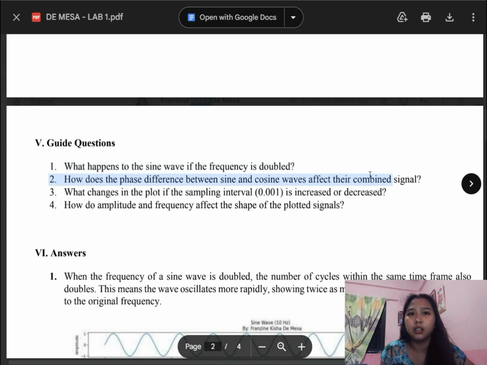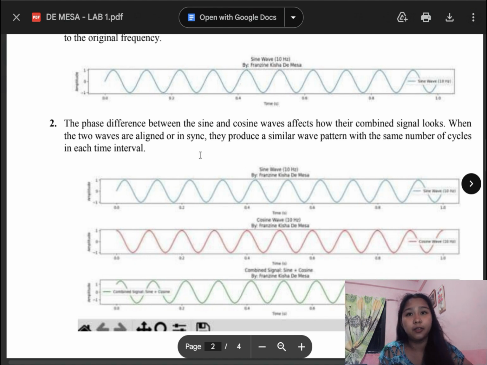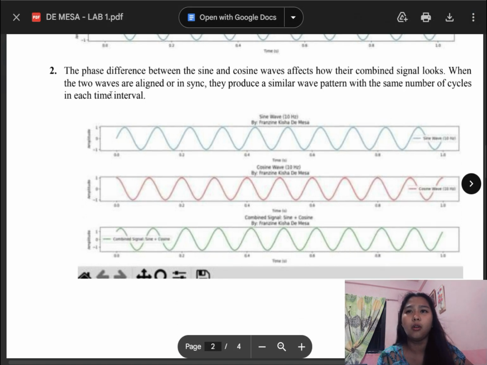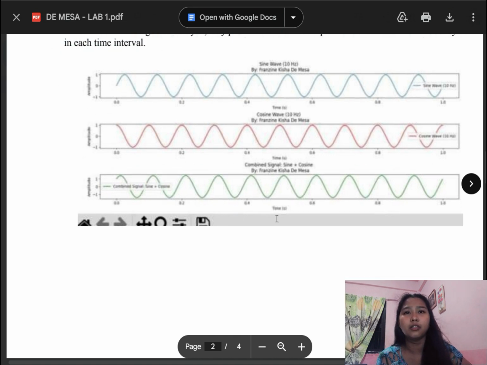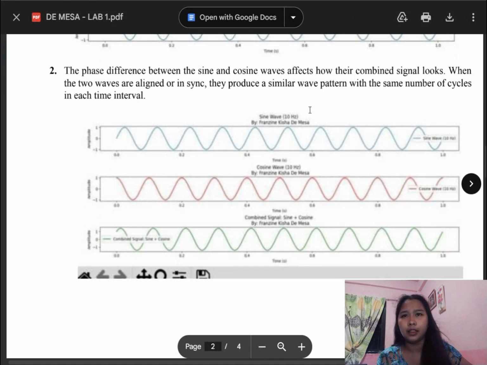Then the second question is, how does the phase difference between sine and cosine waves affect their combined signals? The phase difference between the sine and cosine waves affects how their combined signal works. When the two waves are aligned or in sync, they produce a similar wave pattern with the same number of cycles in each time interval. As you can see here, the three of them almost look the same because they're in sync and aligned.